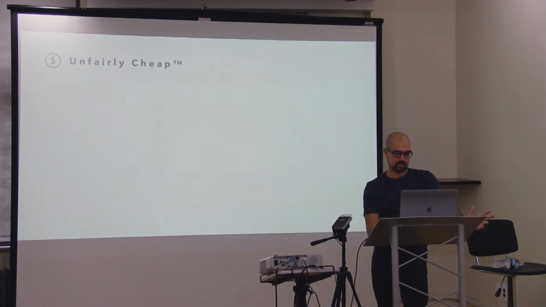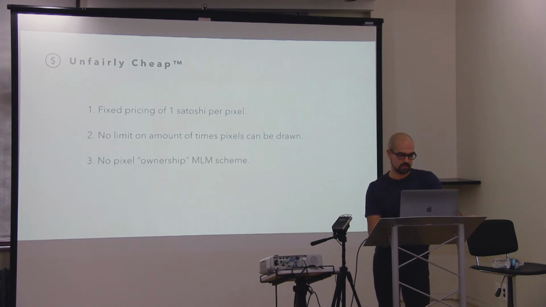And to make satoshis.place as cheap as possible, a fixed price of 1 satoshi per pixel. Pixels can be drawn over and over again without a limit, and no attempt to incorporate some kind of non-fungible token or concept of owning pixels.